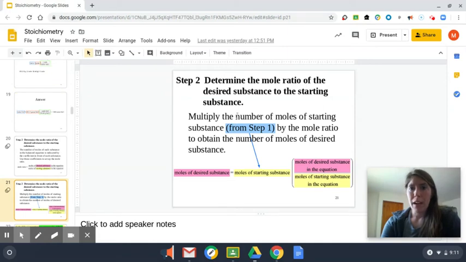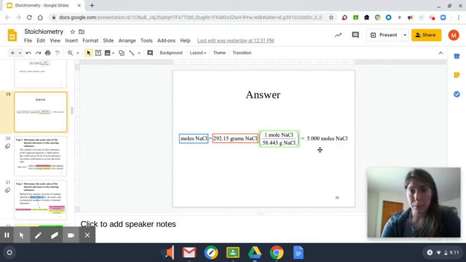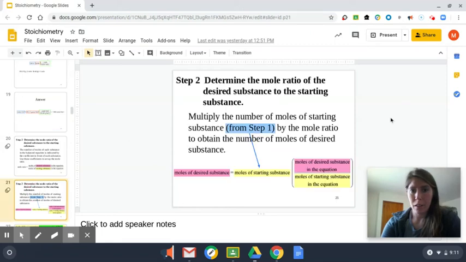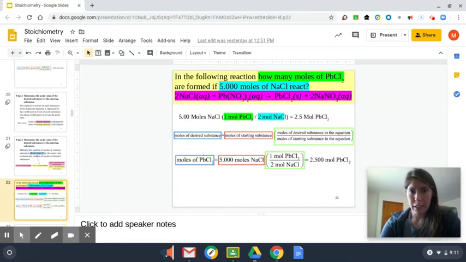So you have to multiply the number of moles starting from step 1. So my step 1, I found 5 moles. That's my starting substance. Okay. Now, here's my problem. So in the following reaction, how many moles? That's key. How many moles of? If I'm asking you how many moles of something, I'm desiring that answer. That is my desired substance. Okay. Are formed if 5 moles of NaCl or sodium chloride react.